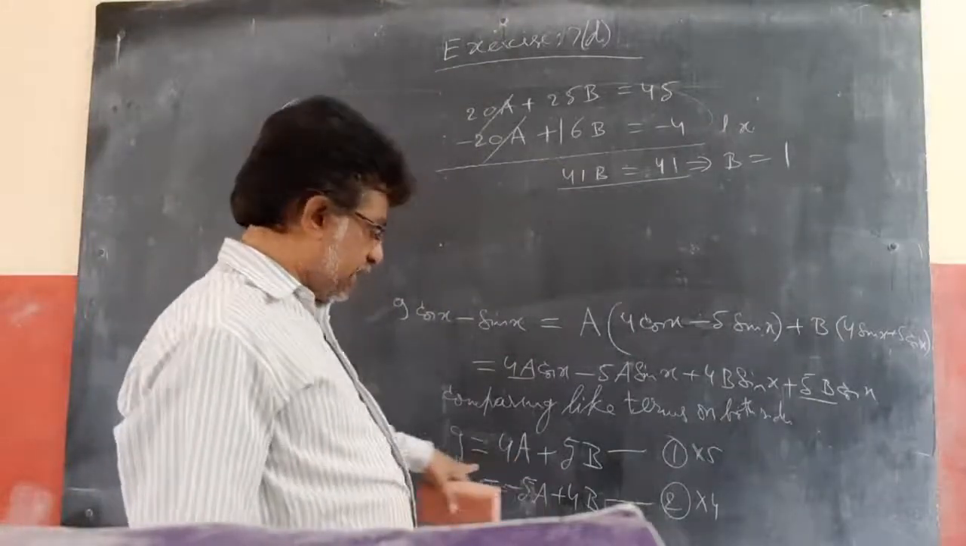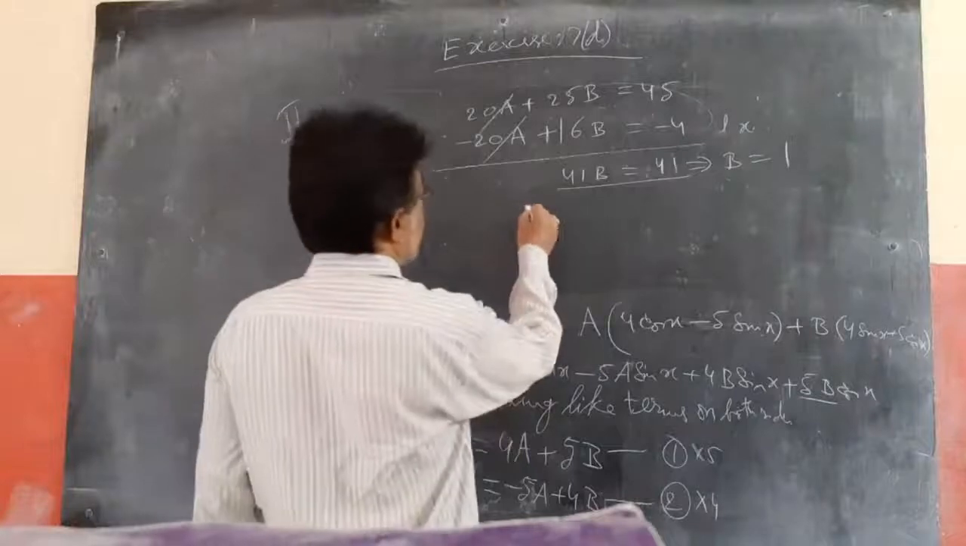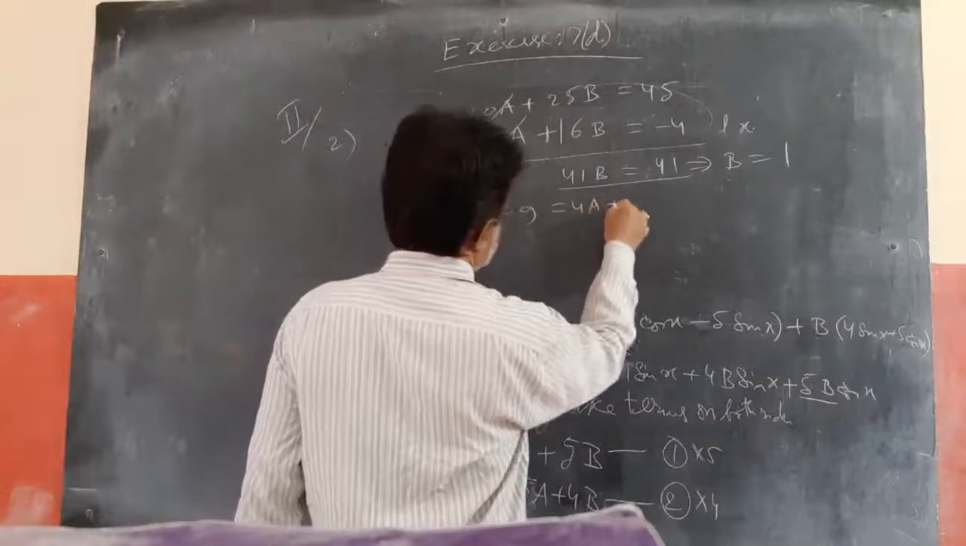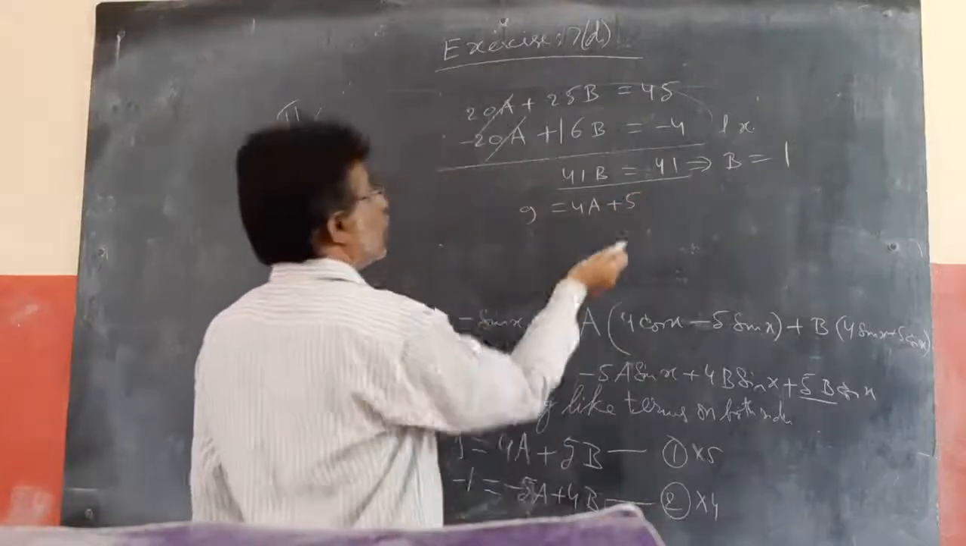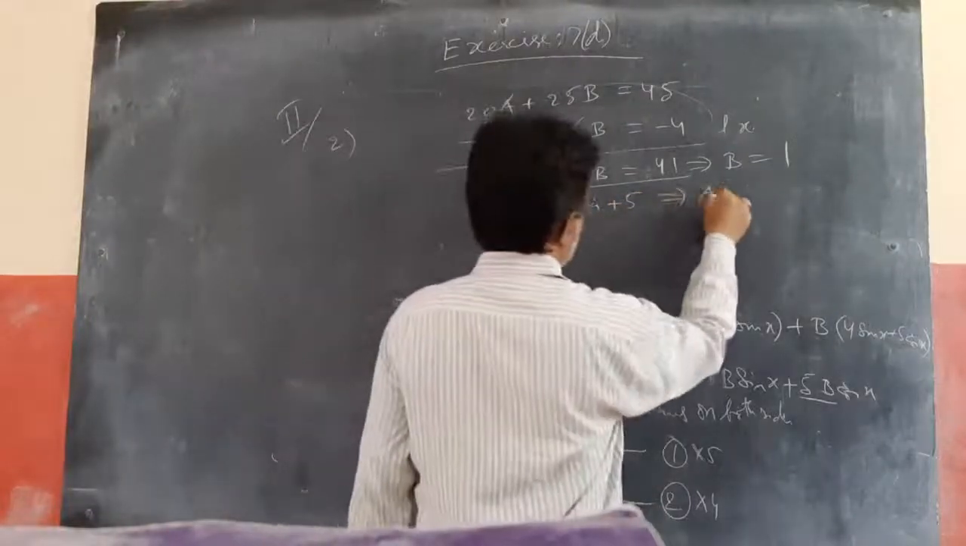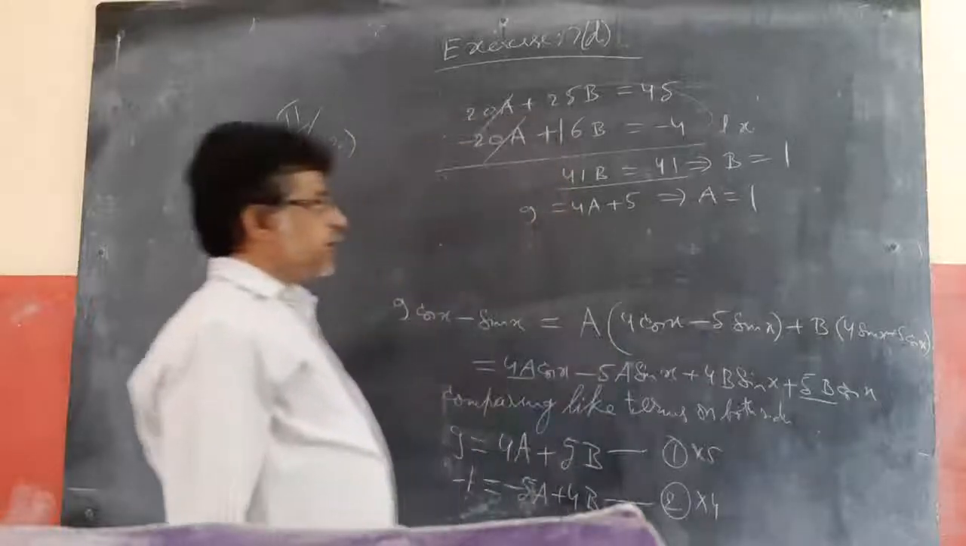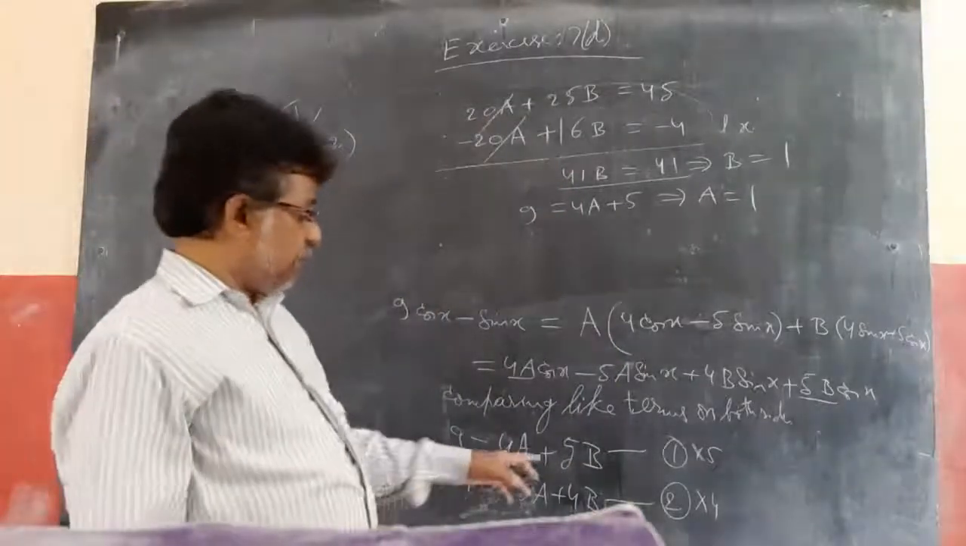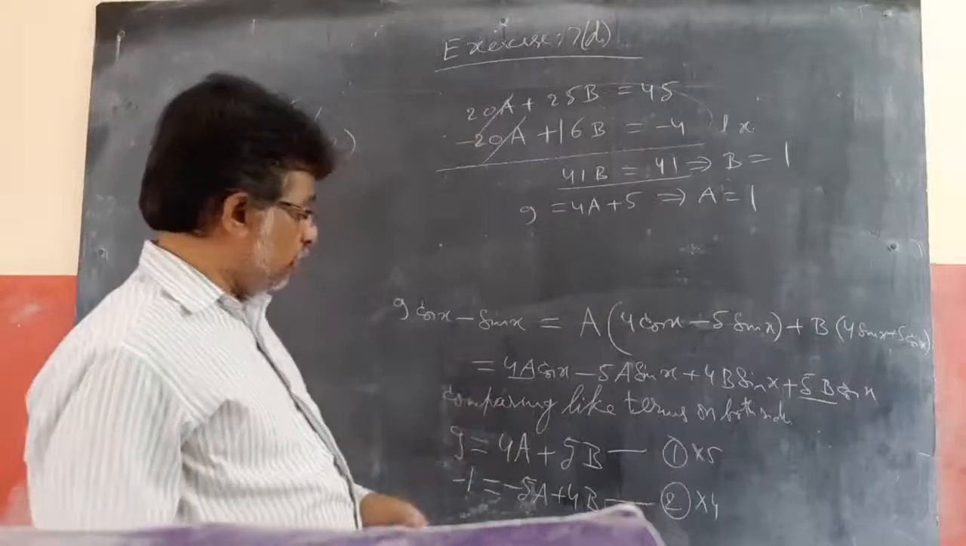Substitute b in anything and it gives you the a value. So 9 equals 4a plus 5b, which means 5 into 1 is 5. Taking 5 to this side, a equals 1. So I got a is 1, and b is also 1.